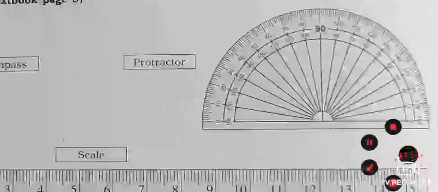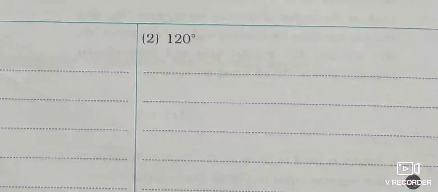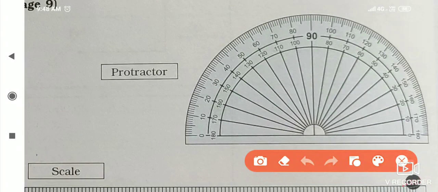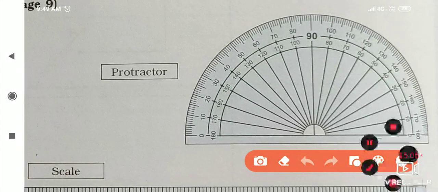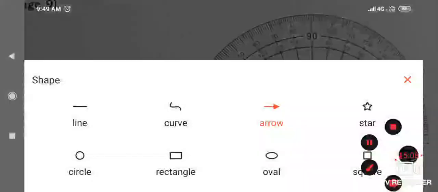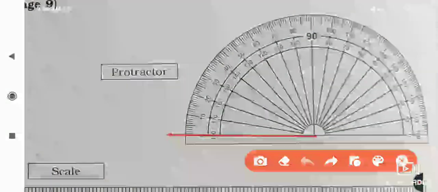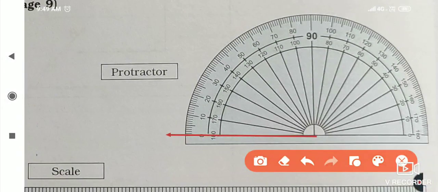Okay, now the next angle measure is 120 degrees. How to take the measure, I will show you now on the picture of a protractor. See here, we have to draw the 120 degree angle. For that, instead of taking the ray towards the right side, I will take the ray towards the left side. This is the main point and here it is my 0. Now I will count from 0, starting from the left side.